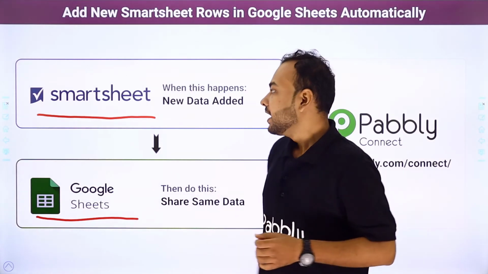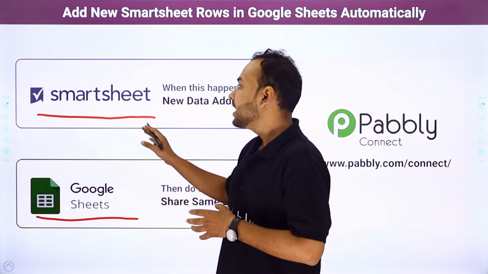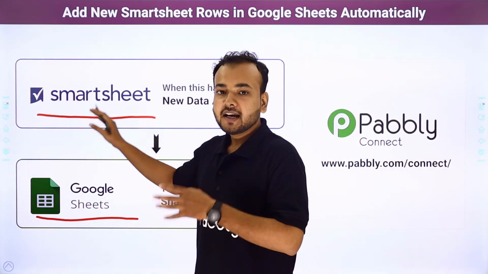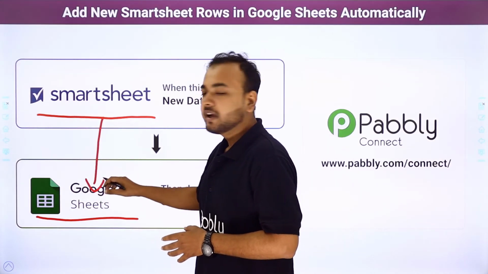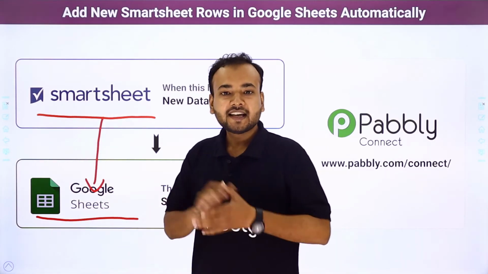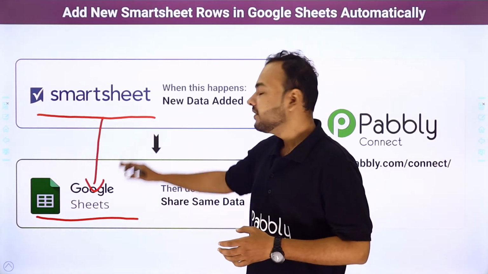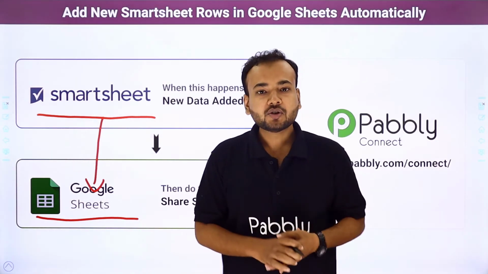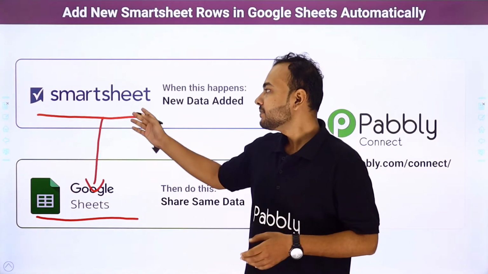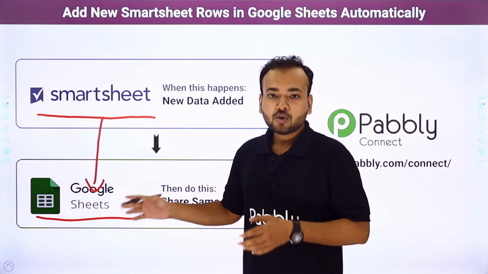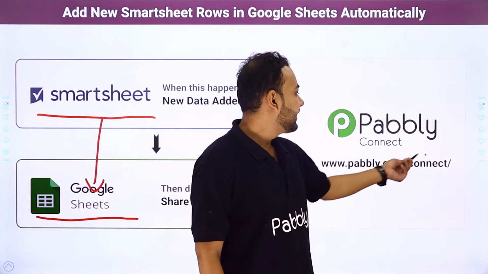What if I tell you that as and when you add a new row here or generate a new task here in a Smartsheet, the data of that task get automatically delivered as a new row here in Google Sheets. Yes guys, this can happen and this can be done by connecting Smartsheet with Google Sheets. But the issue is there is no direct connection or integration present between Smartsheet and Google Sheets. So to connect these two applications, I am using a software called Pabbly Connect.